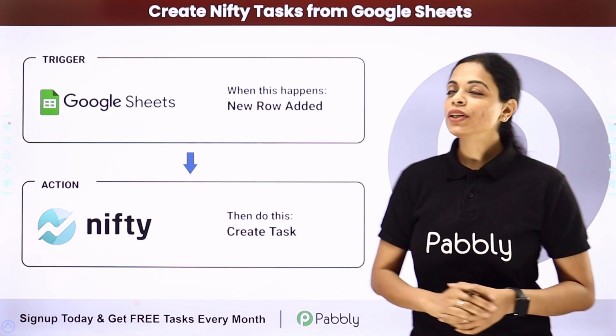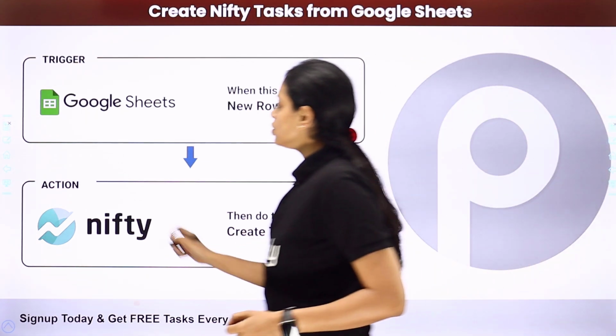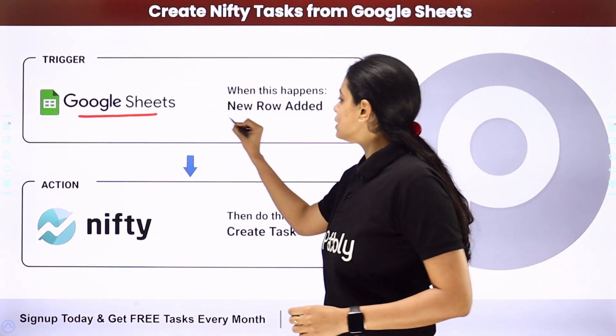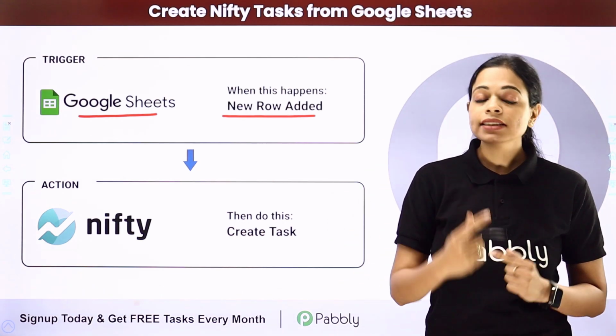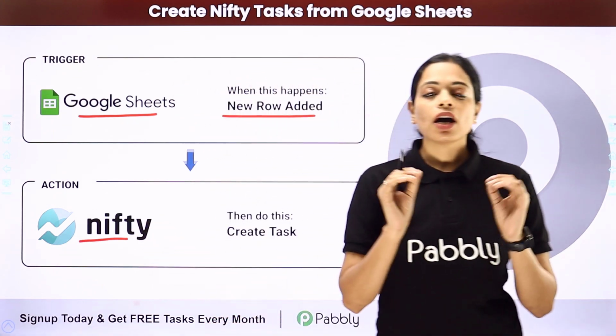In this video, we are going to see how to create Nifty tasks from Google Sheet. So let's say you're using Google Sheet as a spreadsheet where every time a new row is added with some data, you want this information to be created as a task in Nifty, which is again a project management software. Now, how can you do this?